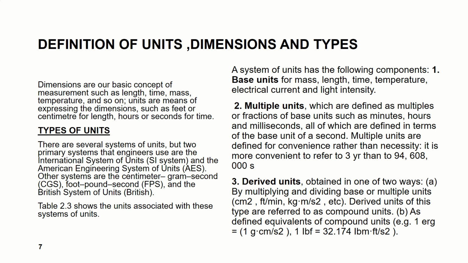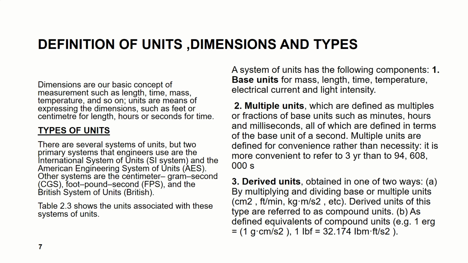Okay, so a system of units has the following components. One, base units for mass, length, time, temperature, electrical current, and light intensity. Two, multiple units, which are defined as multiples or fractions of base units such as minutes, hours, and milliseconds, all of which are defined in terms of the base unit of a second. All right, so multiple units are defined for convenience rather than necessity.